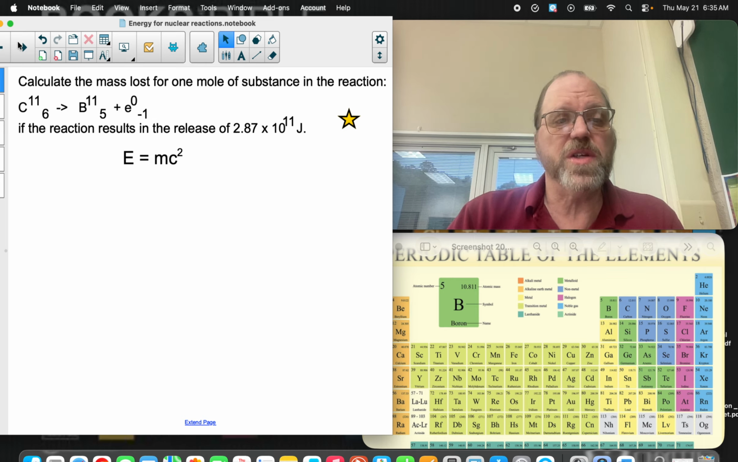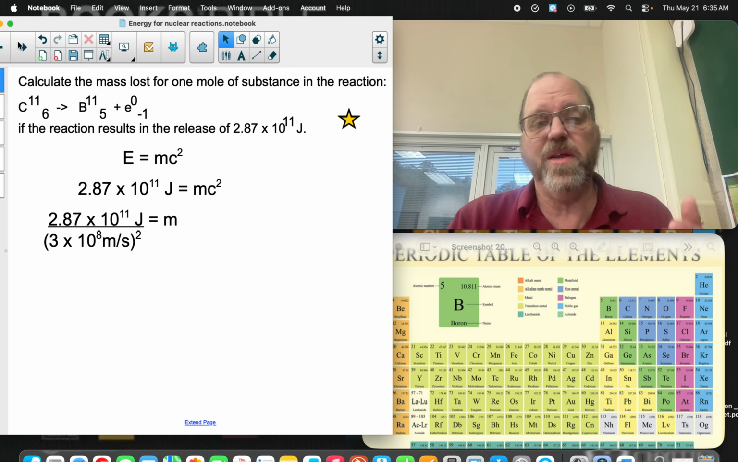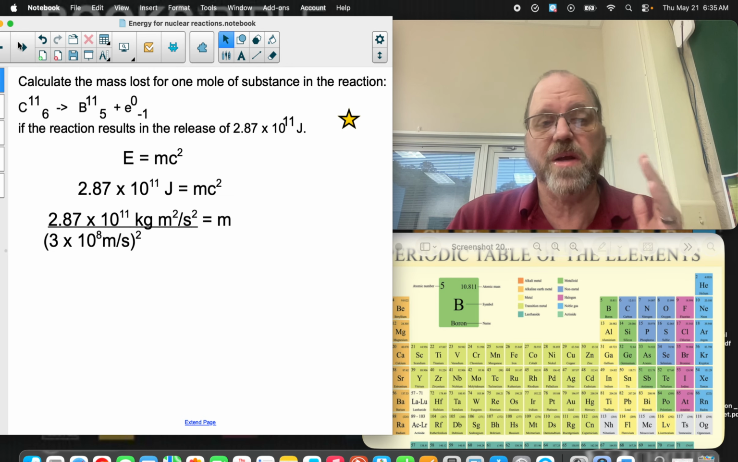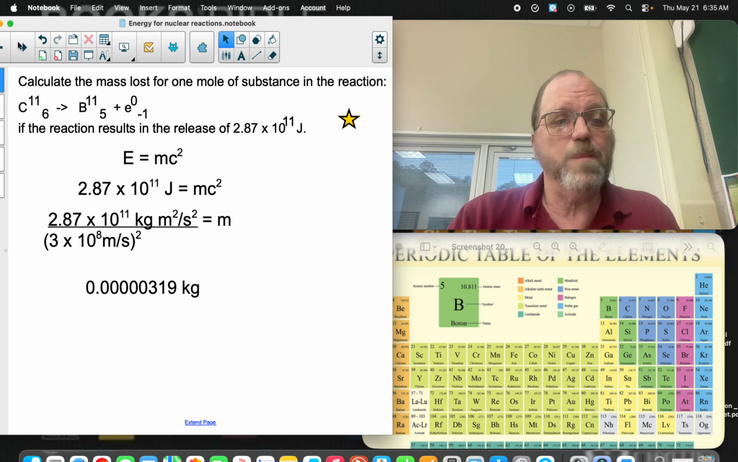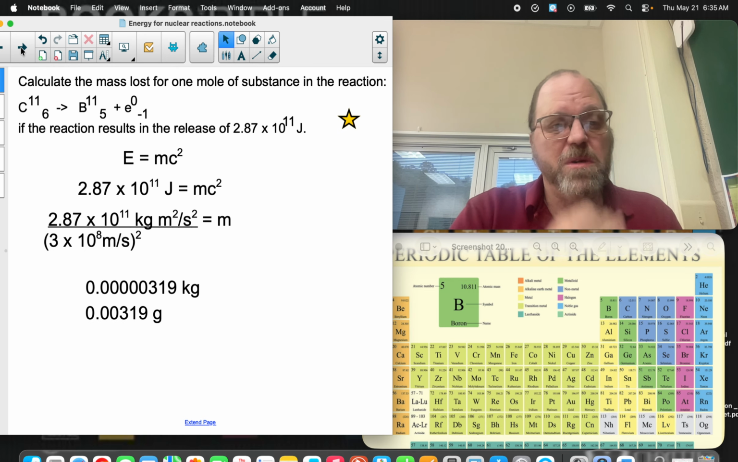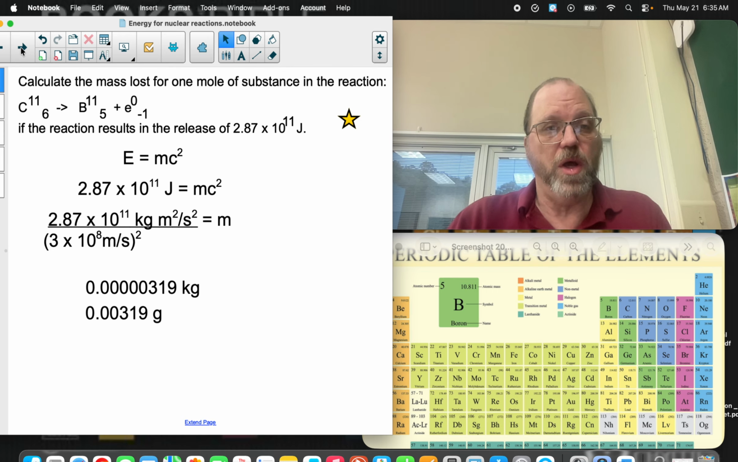We take Einstein's equation again, but this time we know the energy, and we know the speed of light squared, so we're going to divide those. Again, a kilogram meter squared per second squared divided by meter squared per second squared, so 2.87 times 10 to the 11th, divided by 3 times 10 to the 8th squared. When my units cross out, we're going to generate 0.0000319 kilograms. That's awfully small, so let's convert that into grams, 3 places to the right. We get 0.0319 grams. So almost no mass, or a negligible amount of mass, is actually lost in the reaction.